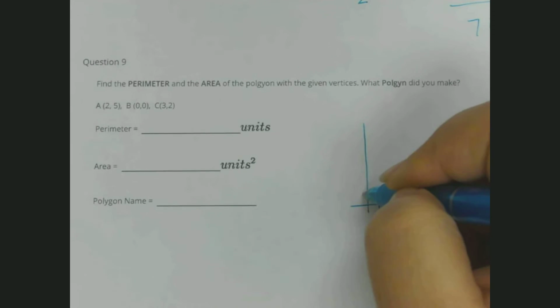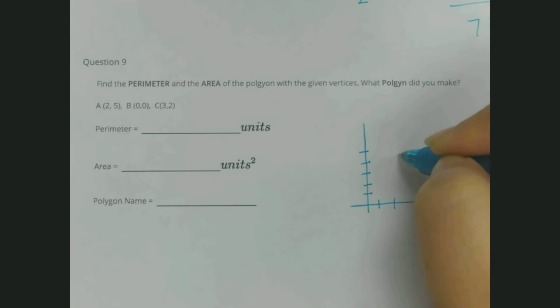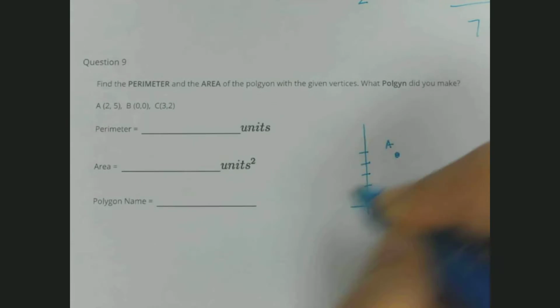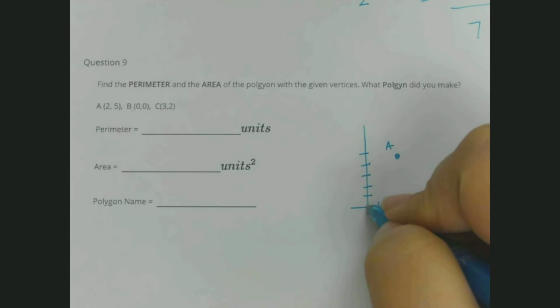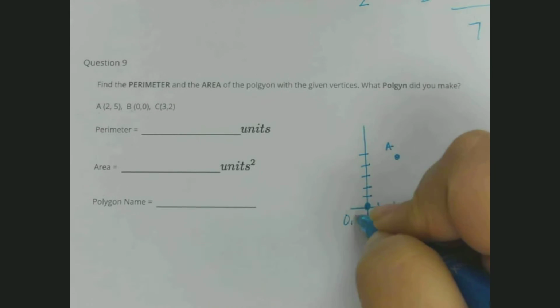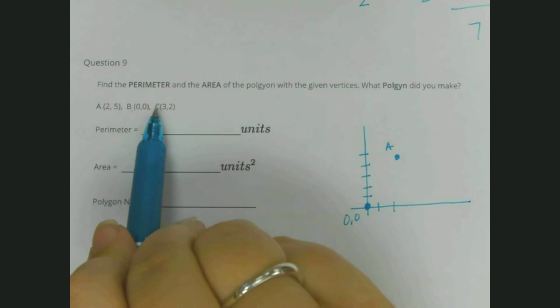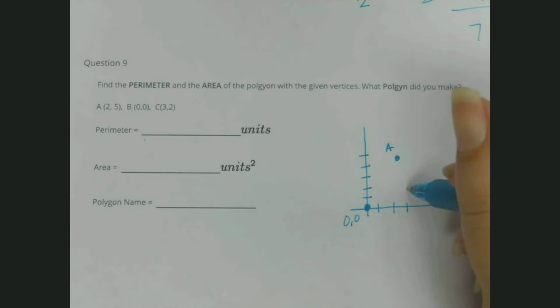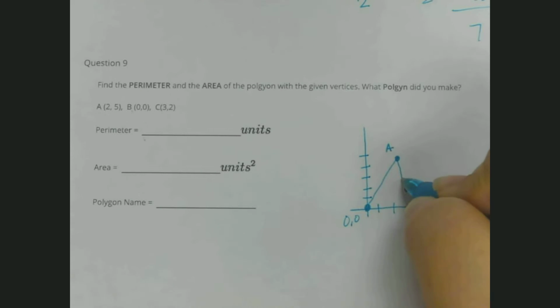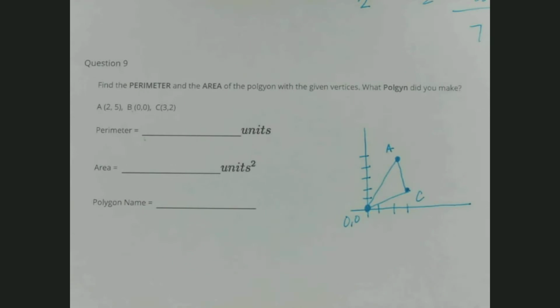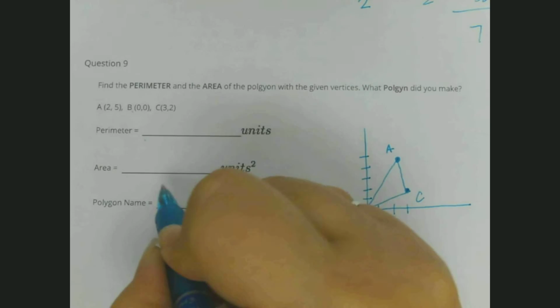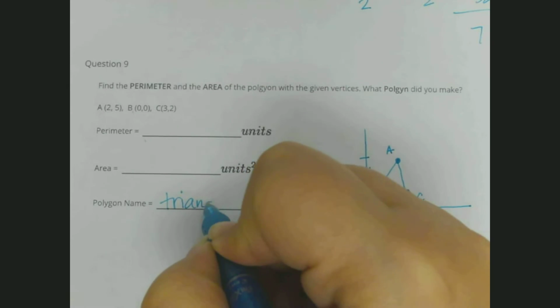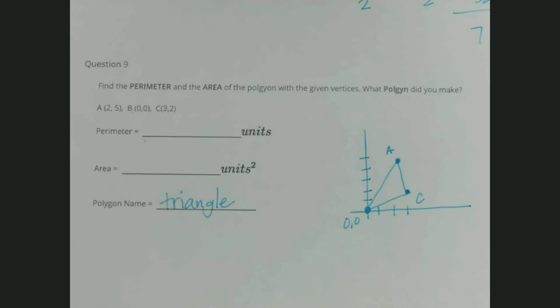Okay, so A equals over 2 and up 5. Plot it, label it. B is 0, 0. And C is 3, 2. So, what shape did I make? The polygon name is going to be a triangle, right? Because there are 3 points, straight lines.